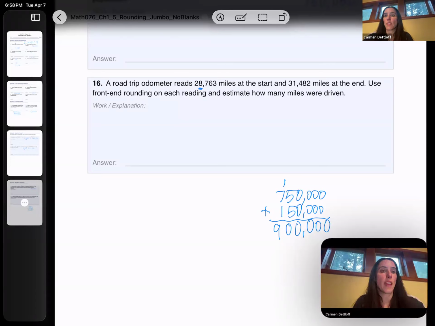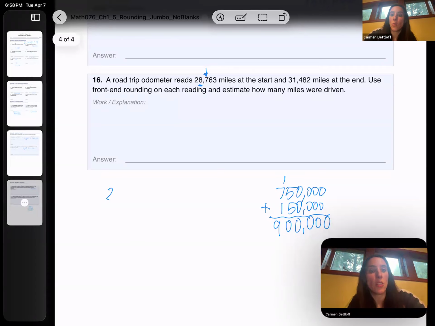So I look at my thousands and I look at the digit before that. So I'm looking at 7. 7 is going to be round up. So I'm going to round up. So I get 29,000.